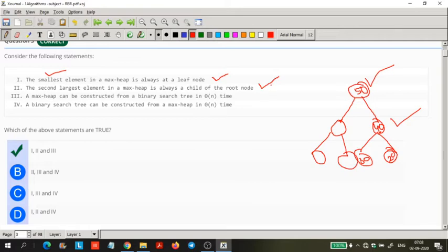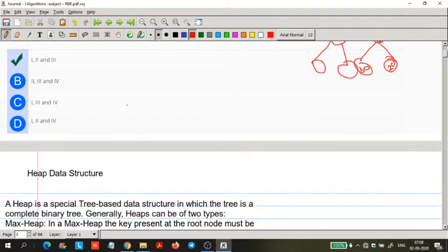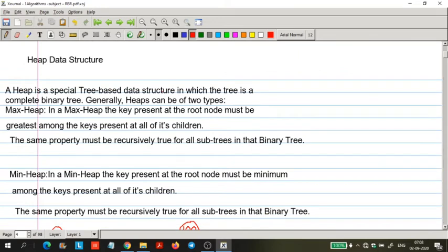A max heap can be constructed from a binary search tree in O of n time. A binary search tree can be constructed from a max heap in O of n time. So this last one is wrong, and the first three are correct. So options 1, 2, 3 are correct.